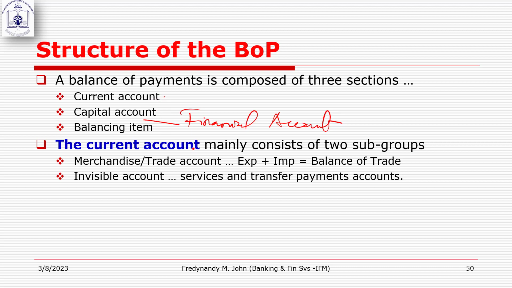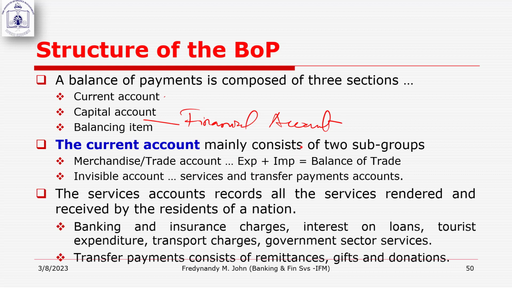Now, the first account that I mentioned is the current account. The current account consists of 2 subgroups. That is the merchandise or trade account and the invisible account. The merchandise or trade account includes exports and imports of goods and services.